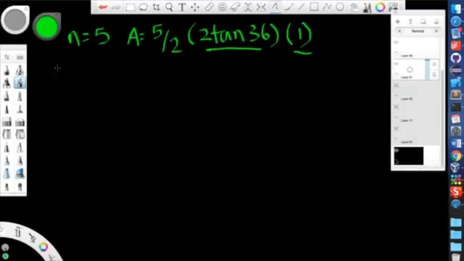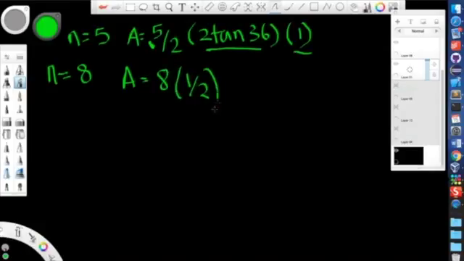Now let's take a look using 6 triangles. N equals, actually, let's use 8 triangles. Might as well jump up there. So n equals 8. Well, we know eventually we're going to multiply it by 8, since in this scenario we multiplied it by 5. It's going to be A equals 8 times 1/2. Now, what is the base?